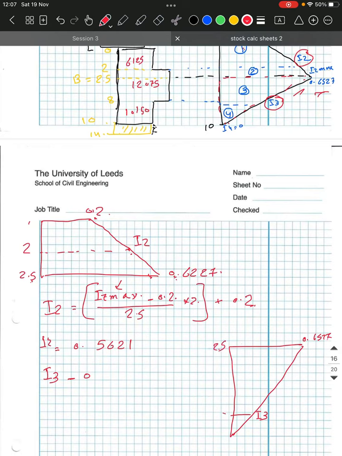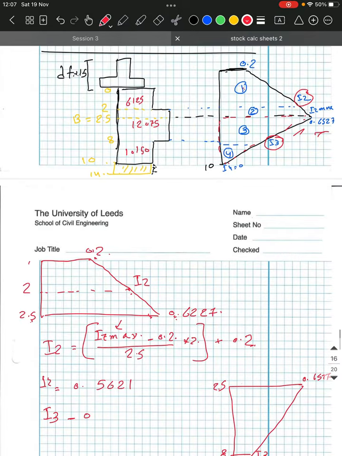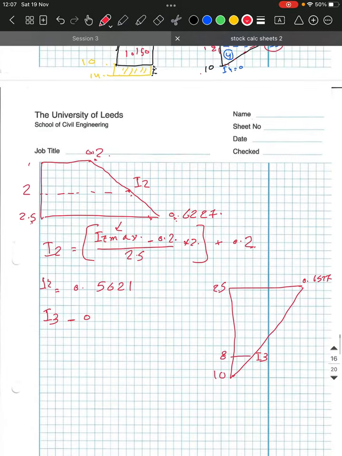2.5, it starts. I have 8 here and I have 10 here, all from the drawing here. This is 8 and this is the 10. Now I have to basically compare similar triangles. They have the same slope.